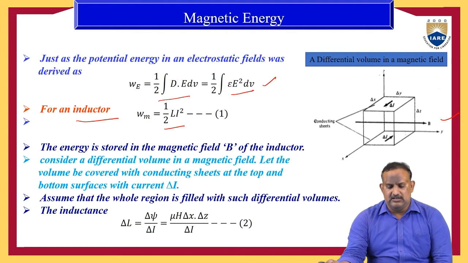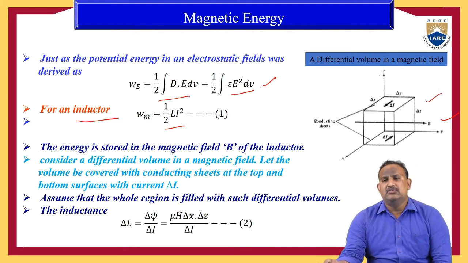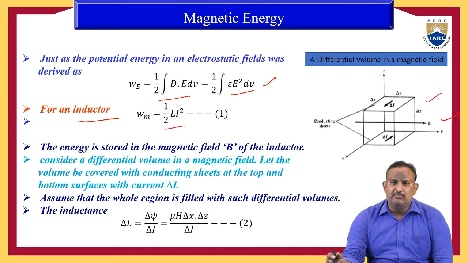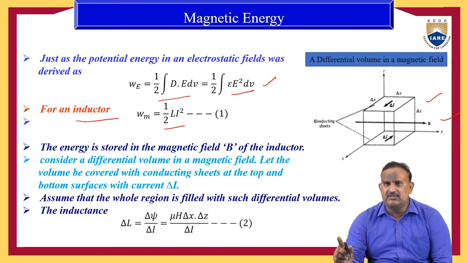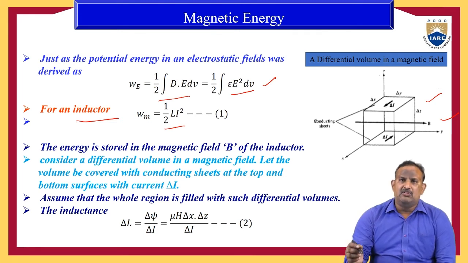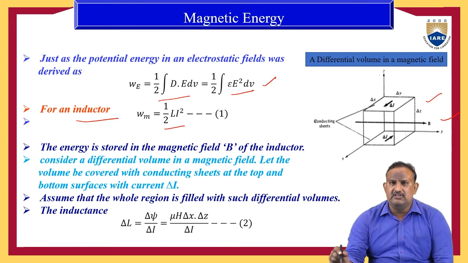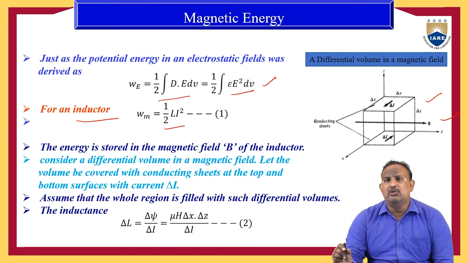Consider finding the energy stored in an inductor, that is, the magnetic energy stored. Let us assume a differential volume in a magnetic field. Let the volume be covered with conducting sheets at the top and bottom surfaces, with current delta I. I repeat once again, let the volume be covered with conducting sheets at the top and bottom surfaces with the current delta I. Assume that the whole region is filled with such differential volumes.